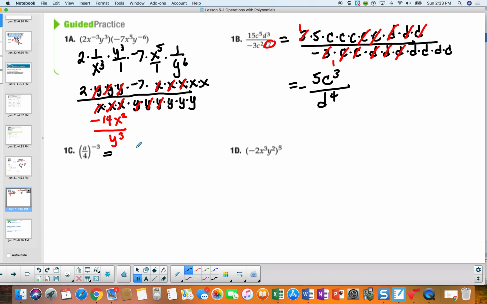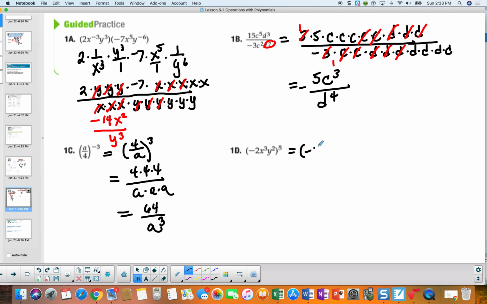Now remember, this is a negative exponent, and that's going to be the reciprocal to the positive power. And then I'm going to do 4 times 4 times 4. That's 3 times, and a times a times a. So this is going to be 64 over a to the 3rd power. Over here, this means negative 2x to the 3rd, y to the 2nd, and that's going to be 5 times. Now, you don't have to write it out. If you know your shortcut, you can go ahead and use it. But if you don't understand the shortcut, then this will always give you the right answer until you get comfortable.